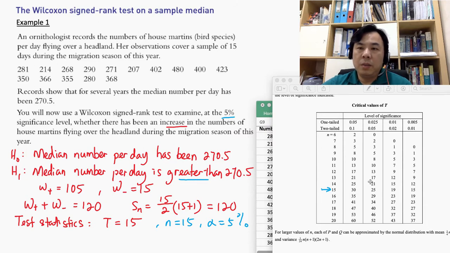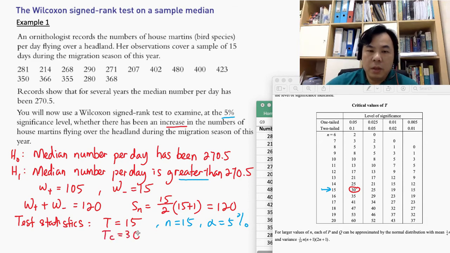Don't forget, this table has limitations. It can only give you results up to 20. So if you have a sample size of more than 20, you might have to use a normal approximation. So 15, and then a one tail test. Alpha is 5% significance level, one tail test. Therefore, from the data booklet, the critical value is 30 here.